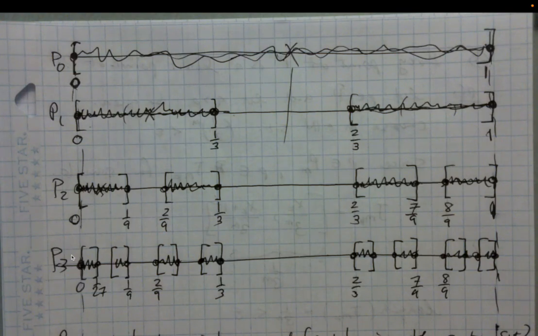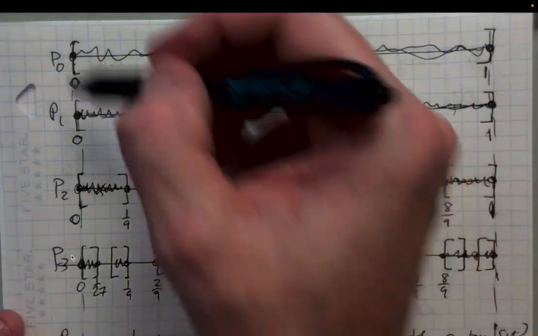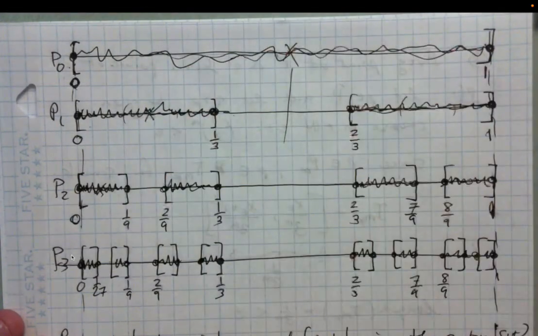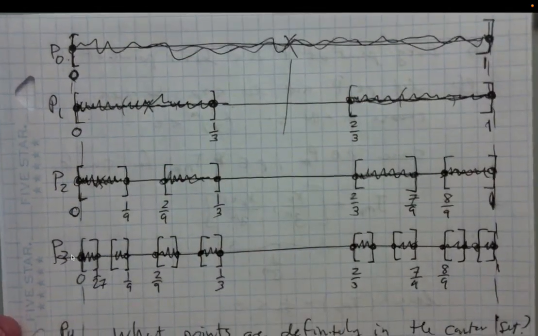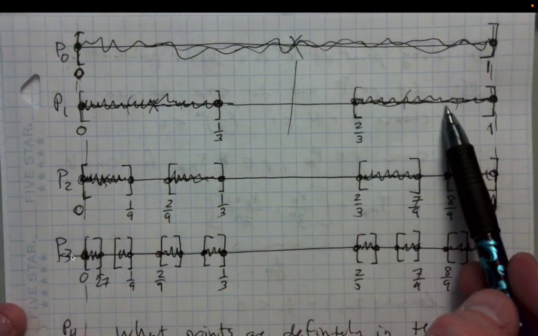So for example, the way I think about it is you're going left or right as you move from P0 to P1 to P2 to P3. As you move down in the diagram, you have to make a choice whether you're going to go left or you're going to go right, right?